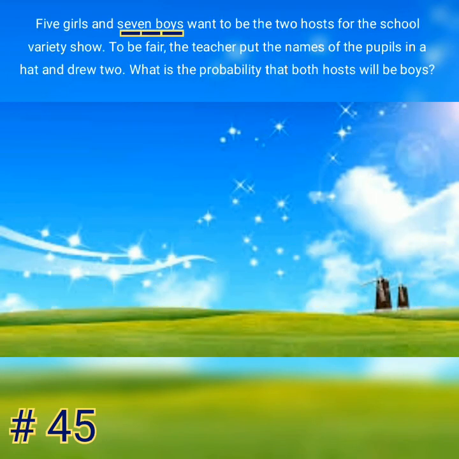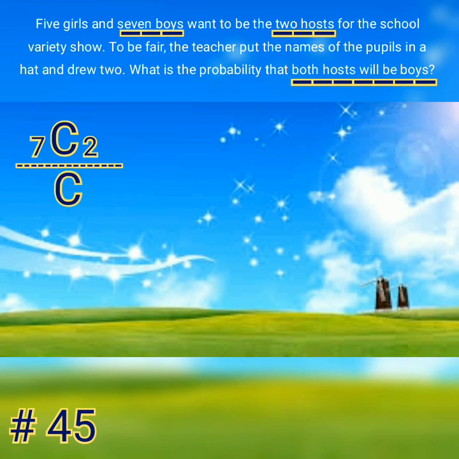Since there are 7 boys and 2 will be taken from them, this will be the combination of 7 things taken 2 at a time, all over the combination of 12 things taken 2 at a time, since there are 7 boys and 5 girls. And 2 will be chosen from them.